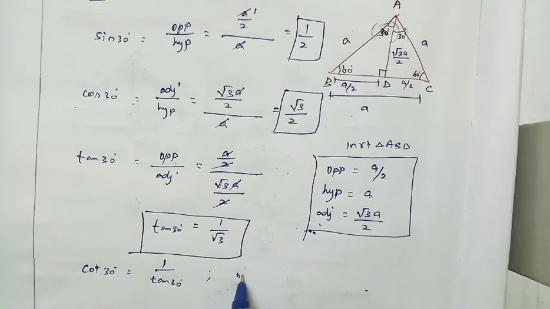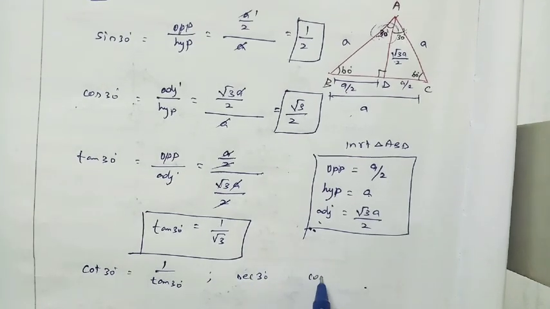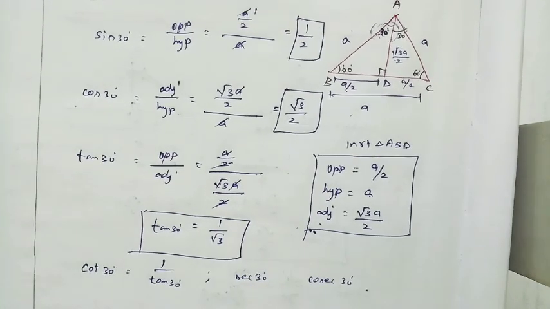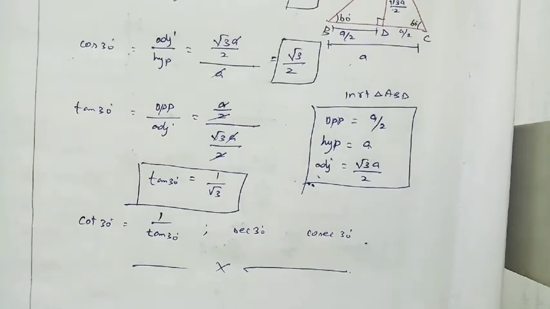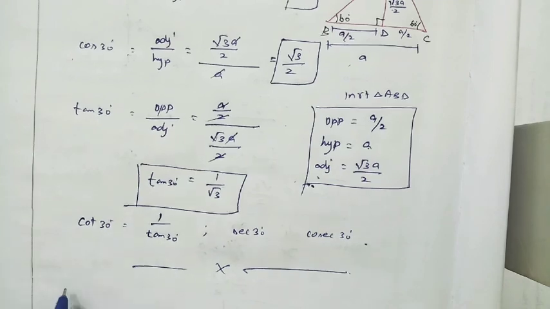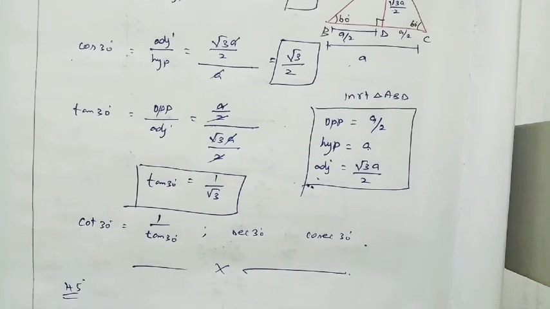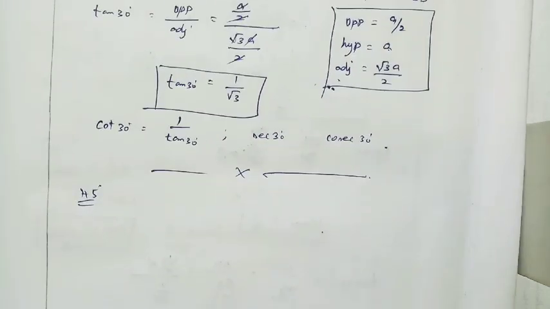Same thing for sec 30 as well as cosec 30, right? So we have completed 30 degree. Now we are going to see the values for 45 degree. This is also very easy, right? And 0 degree and 90 degree, that is also very easy for your syllabus.